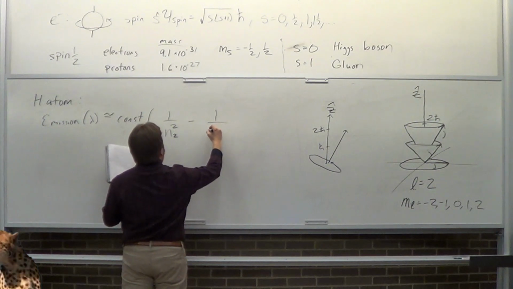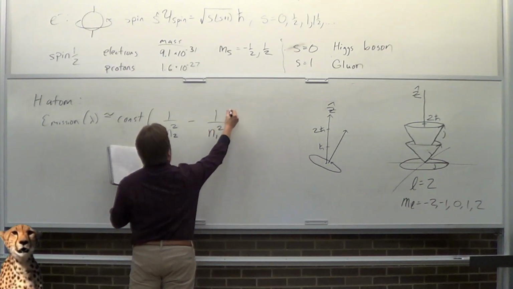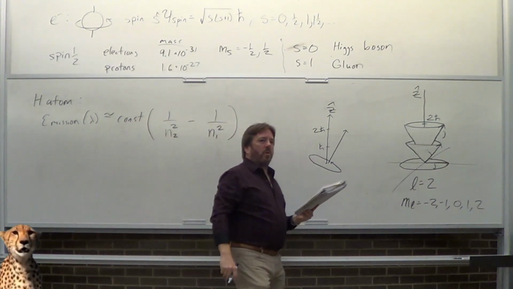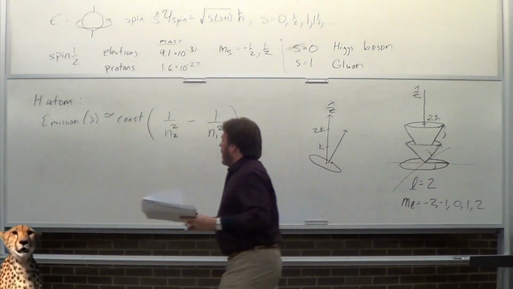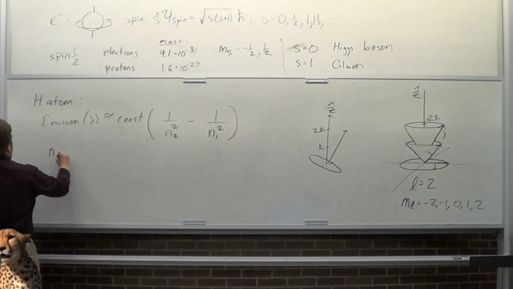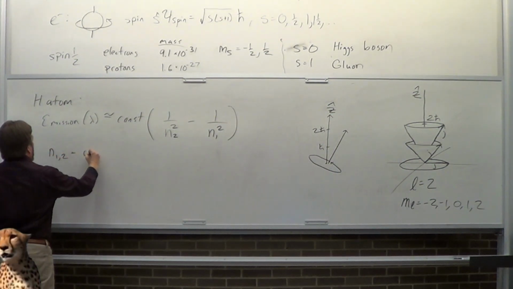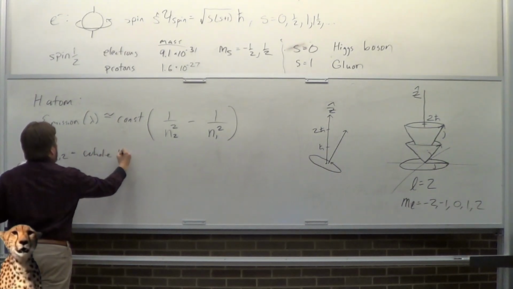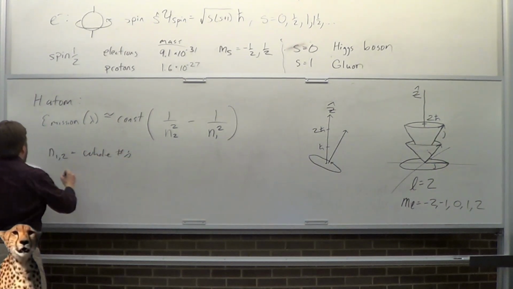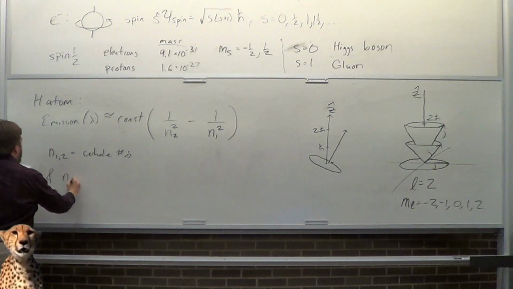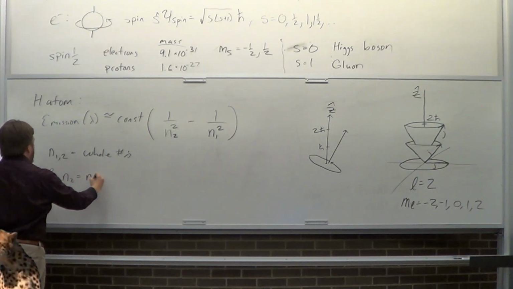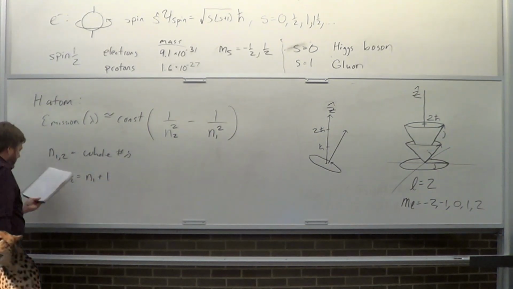It comes in these lines that they figured out very quickly. Follow this rule, where N1 and N2 are whole numbers, and N2 is equal to N1 plus 1.